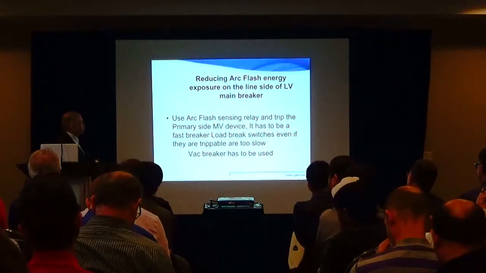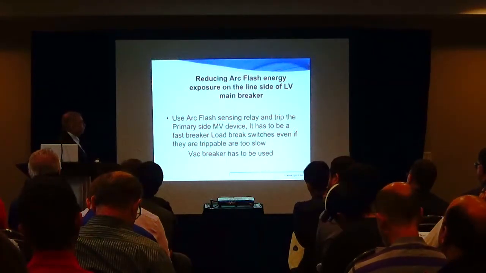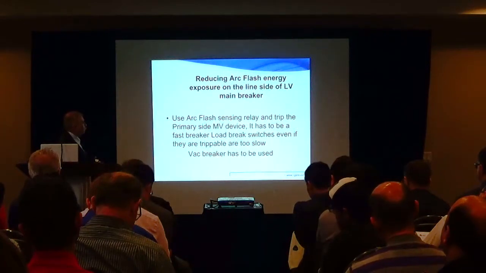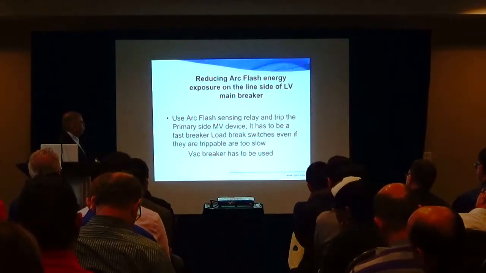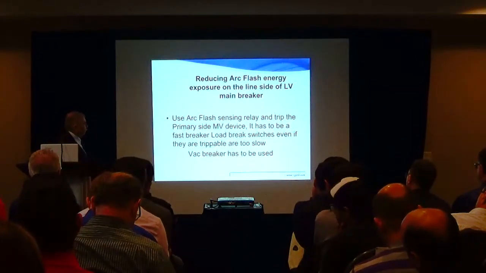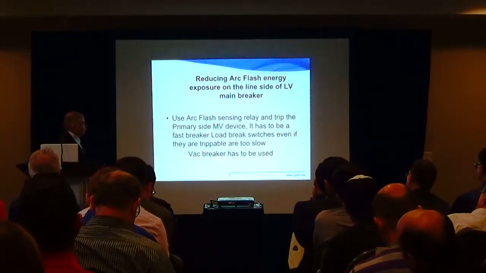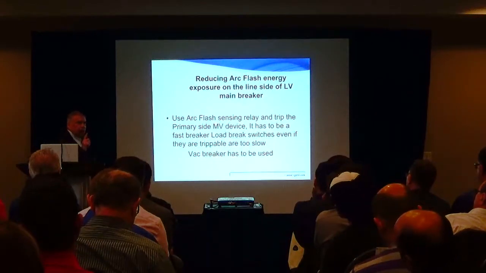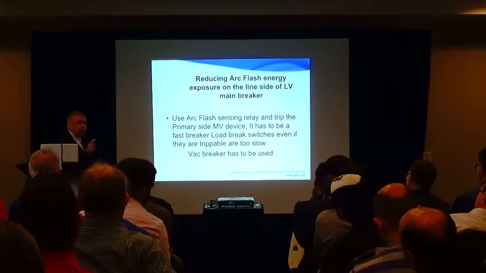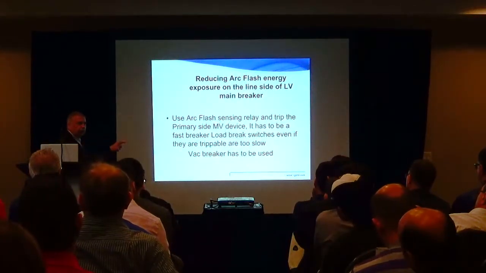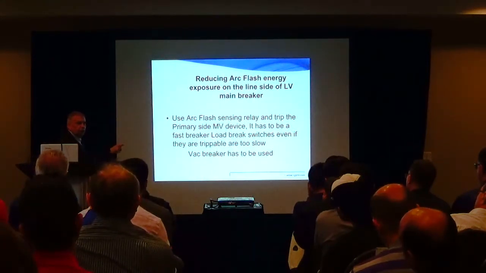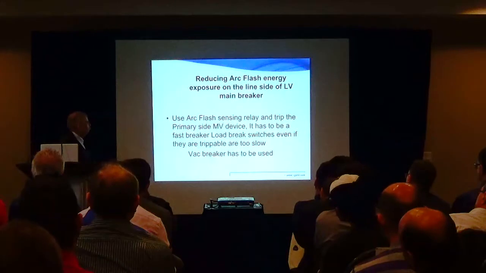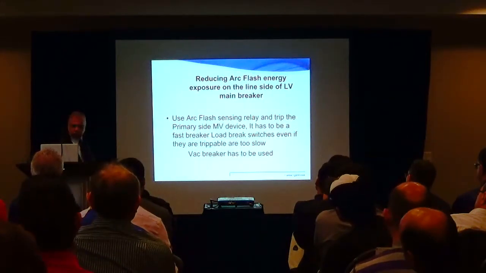So if you want to achieve arc flash protection in the entire distribution system, including the line side of the breaker, you need to have an interrupter on the high voltage side, which will be a vacuum breaker. It doesn't have to be a metal clad cell. It only needs to be a replacement for the load break. So you can simply replace a load break with a vacuum interrupter, and you've got it. Okay? So here's an example.